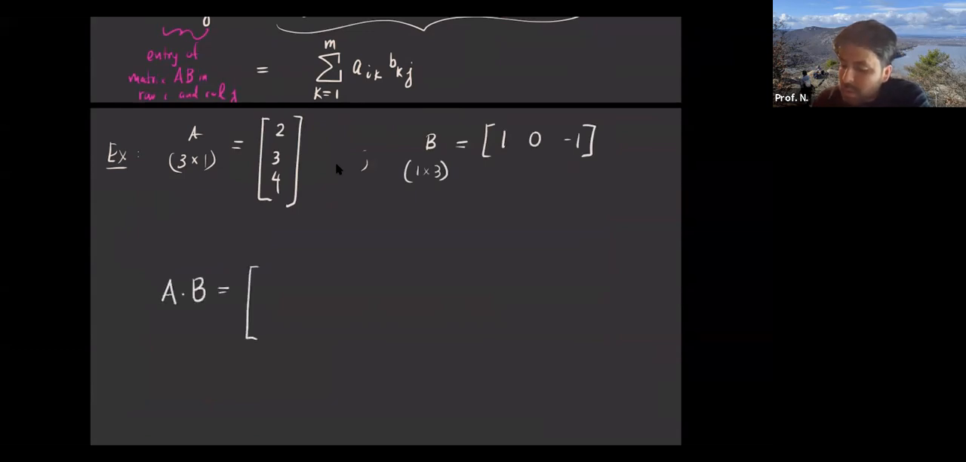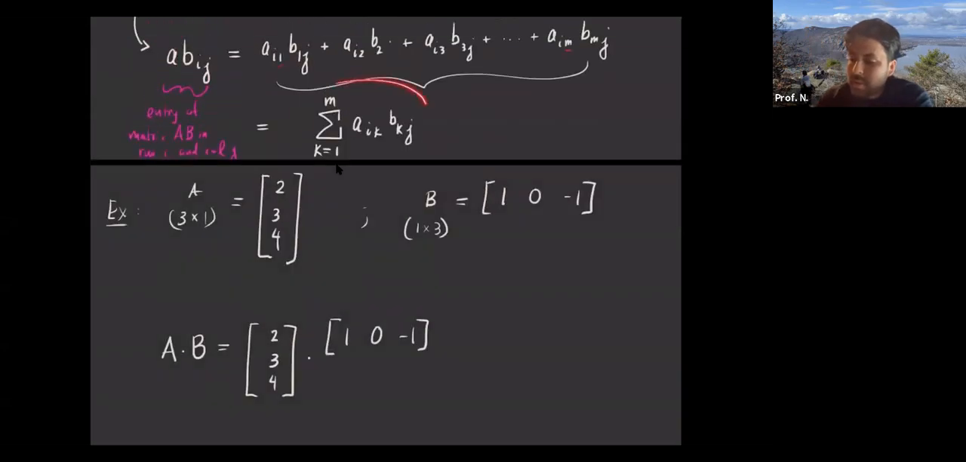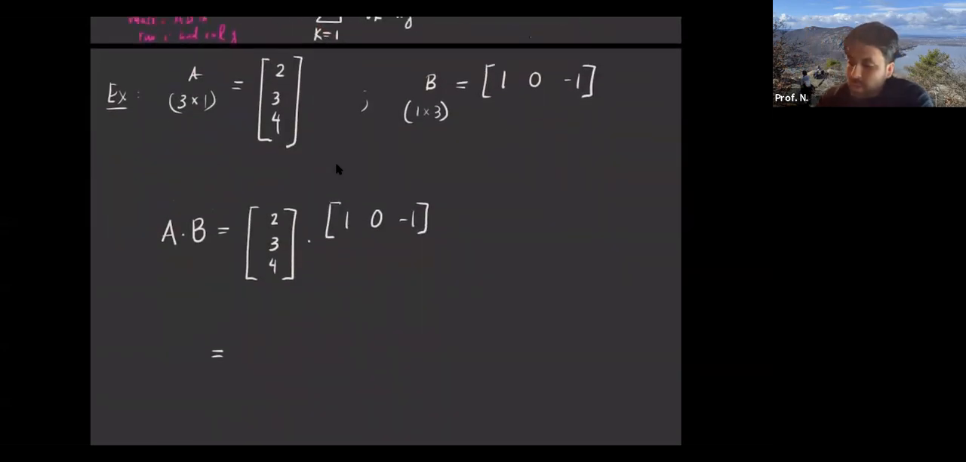So this is going to be A, 2, 3, 4, dot product, I'm multiplying this with 1, 0, negative 1. So we can literally go through the rule here. First of all, these match up, don't they? The number of columns in A is 1, and the number of rows in B is 1. So these match, and we can perform matrix multiplication.